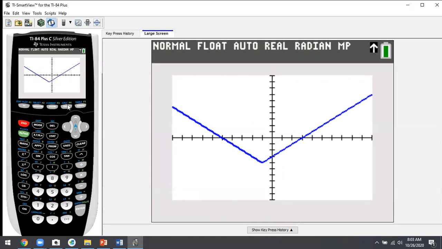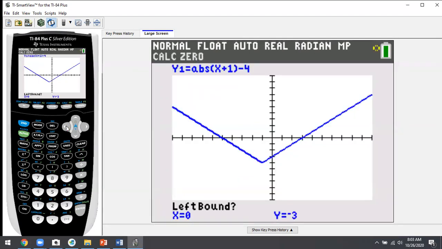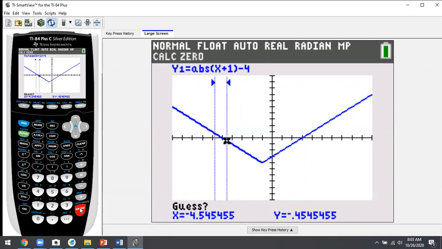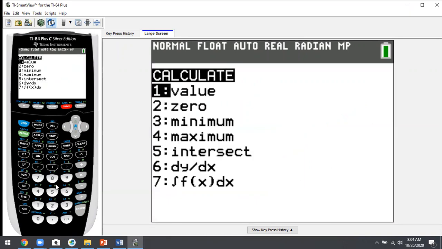So same deal. Second calc. Zeros. And it doesn't really matter which one you do first, but I'm going to go in a logical left to right order. So going somewhere to the left of the one on the left. Boop. Somewhere to the right of the one on the left. Boop. And hit enter and you get -5. So write it down. X equals -5. That's an answer. Similarly, to find the other one, second calc 0.